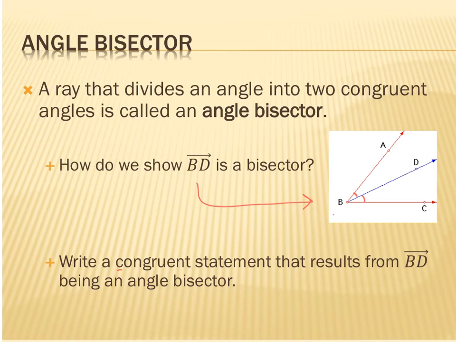Now, a congruent statement is when you write out that one thing is congruent to another. So the way I would write out this congruent statement is that angle ABD is congruent to angle DBC. Okay, I have one thing is congruent to the next. This is a congruent statement. You need to know this definition. I will be asking you to write congruent statements a lot in this class.